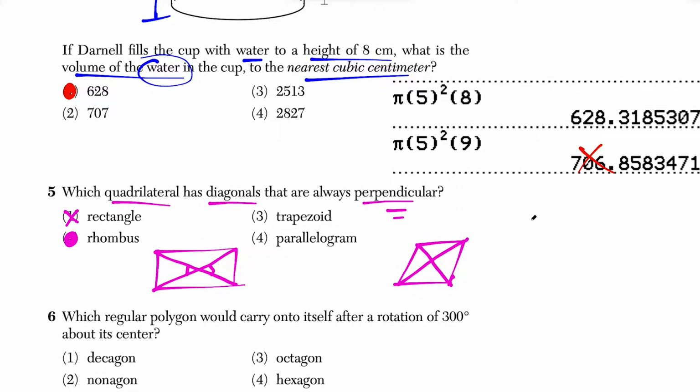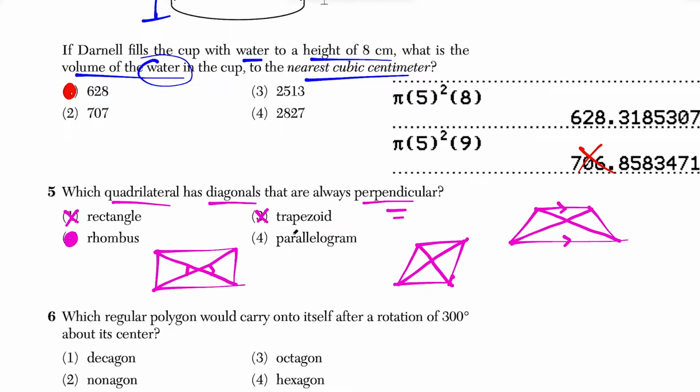Now, the reason why it's not choice 3, we could look at this trapezoid over here. And remember, a trapezoid has exactly one pair of parallel sides. And once we have this trapezoid, let's draw in the diagonals, and we'll make it as neat as possible. So we have this diagonal over here, and we have this one over here, and make that a little bit neater. And then we have to ask ourselves, do these line segments form 90-degree angles? And they don't.